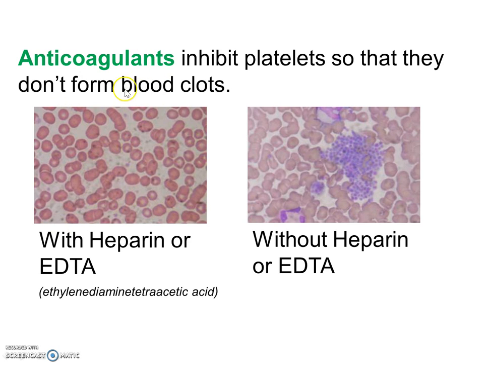So let me show you a picture here. This is a blood smear with heparin or EDTA, which is another anticoagulant. And this is without heparin or EDTA, without the anticoagulant. So notice here, without the anticoagulant, you're forming these blood clots. You can see them right here in purple. And these clots could be really dangerous, right, because they could stop blood flow. If you have someone who's susceptible to getting blood clots, for instance, maybe someone with clogged arteries, they might be put on an anticoagulant.